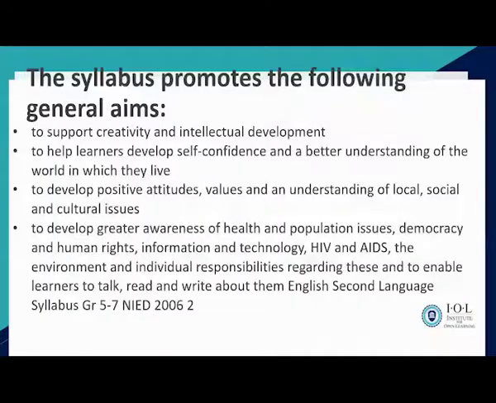Because when we read, we get somewhere. There are so many reasons why it's important to read. We're going to come to that just now. But there are a few reasons per individual why they hate reading, why they do reading, and why they don't do reading. Okay? So, the general aims that are promoted by the syllabus now, here, the syllabus includes intellectual development.